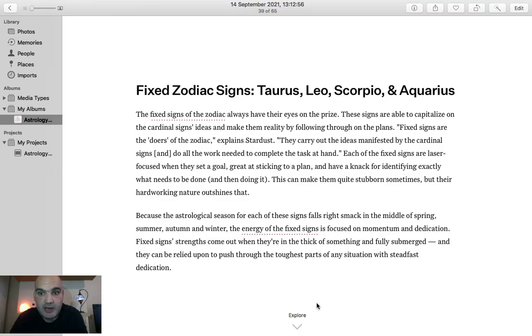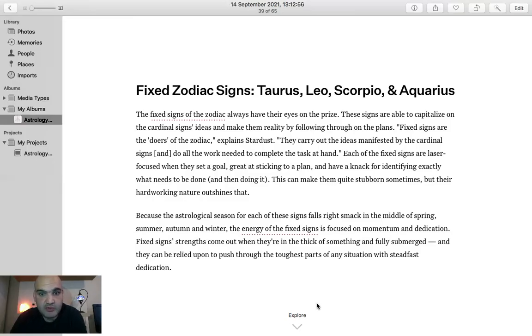They carry out the ideas manifested by the cardinal signs and do all the work needed to complete the task at hand. Fixed signs are laser focused when they set a goal. They're great at sticking to a plan and have a knack for identifying exactly what needs to be done and then doing it. This can make them quite stubborn sometimes, but their hardworking nature outshines that.